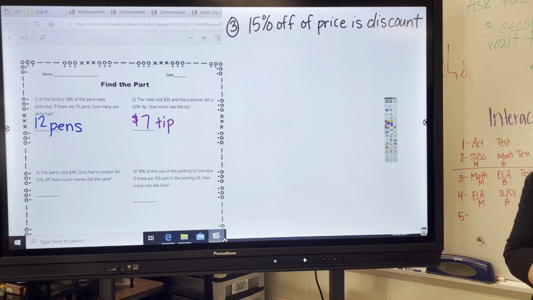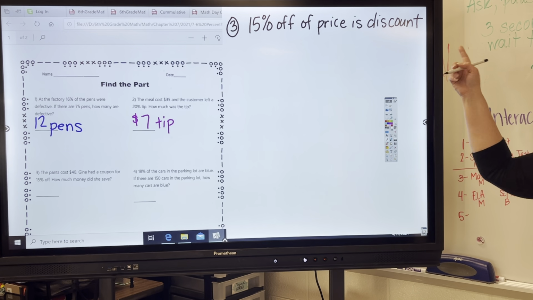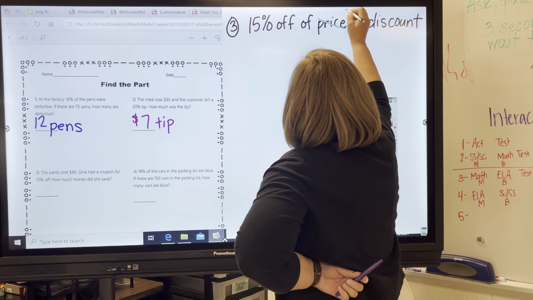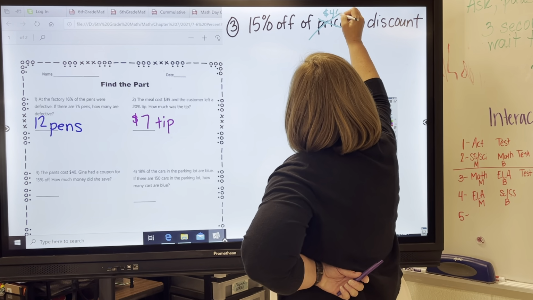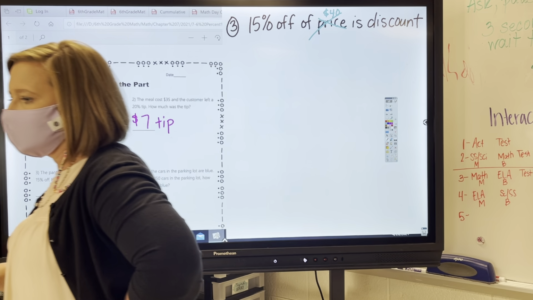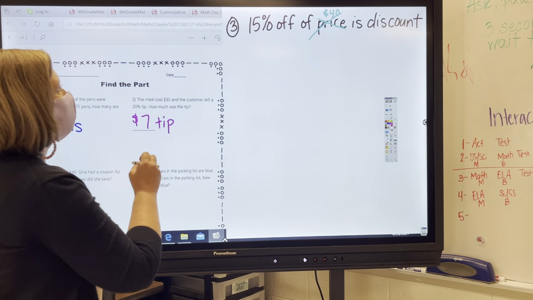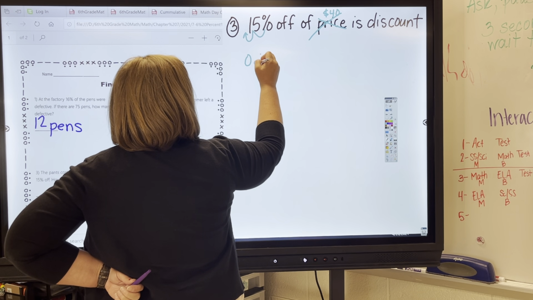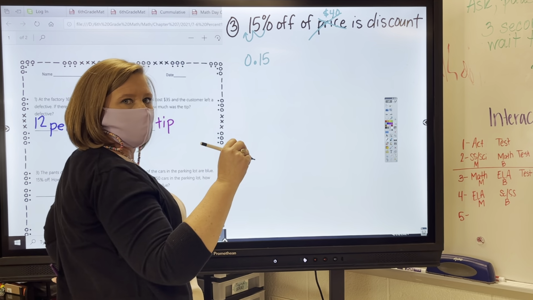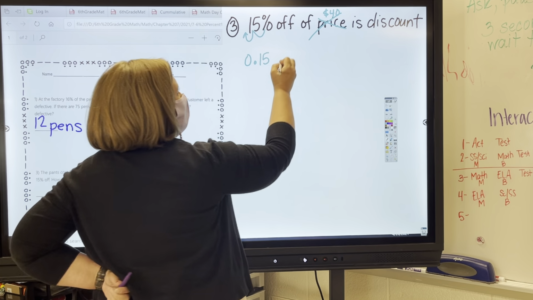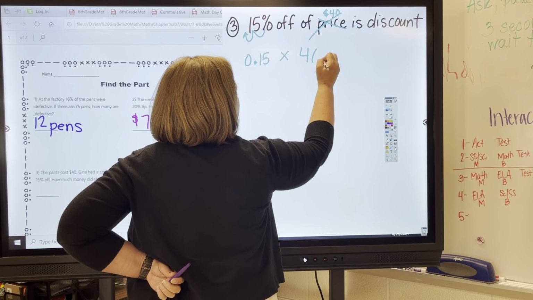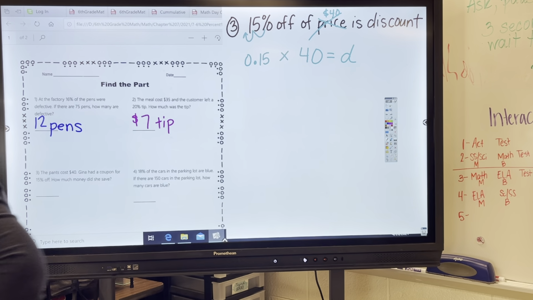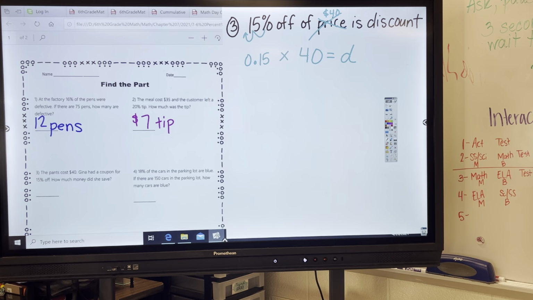$40 is what? Where do I put $40 up here? The price. What do I need to do with 15%? Make it a decimal. So is one. What does of mean? All right, I want you to figure out how much money she is saving with her coupon.